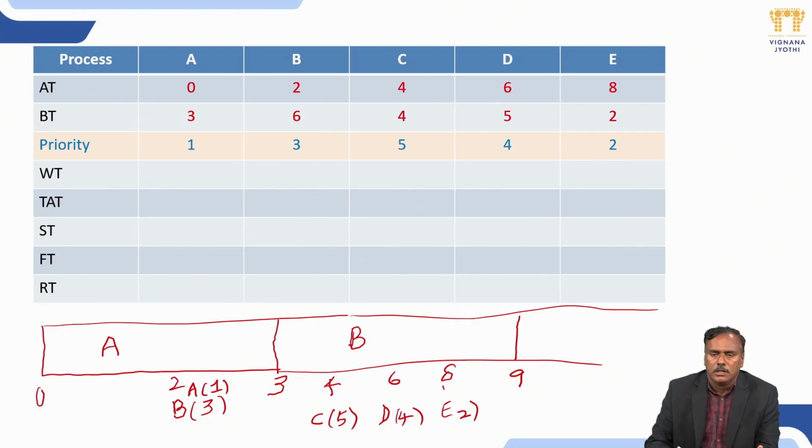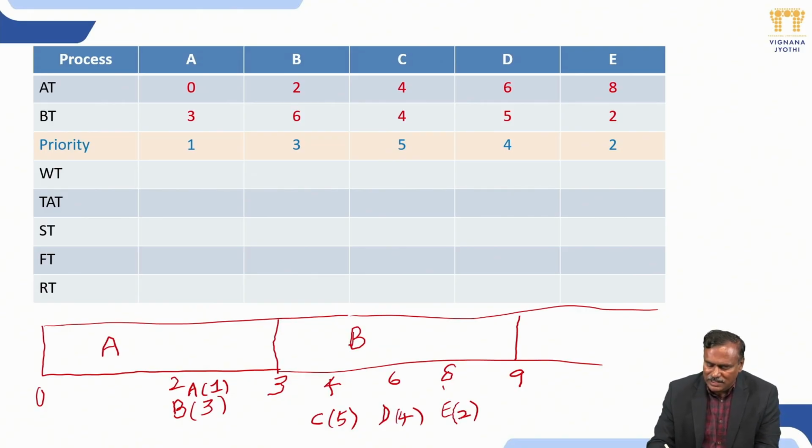Now the arrivals of all the processes have been completed. So after completion of the execution of process B, you have these three processes, namely C, D, E. You know the lowest number indicates the highest priority. So you have to start the execution of the process which has the lowest rank.